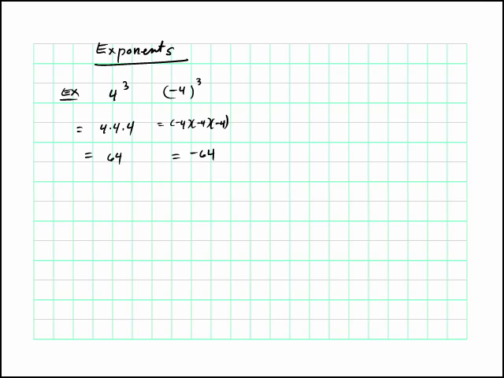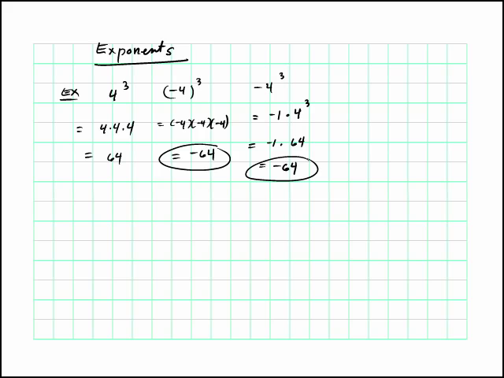Now compare that to negative 4 with no parentheses and then cubed. A little bit different. The only thing being cubed here is the 4. The negative sign is not being cubed. You want to think of this as negative 1 times 4 cubed. Negative sign is not being cubed, as I said. Well, that's negative 1 times a 64. Negative 64. Now you might think, well, I got the same answer here and here, so it doesn't matter whether I have parentheses or not, but actually it does.